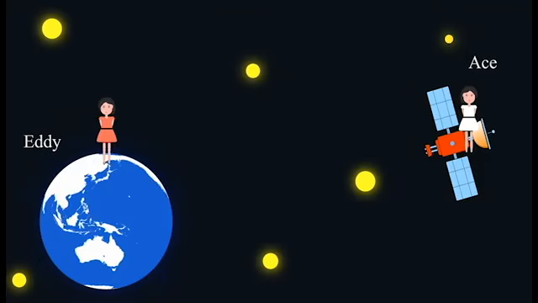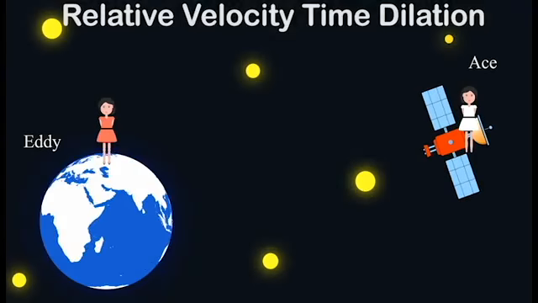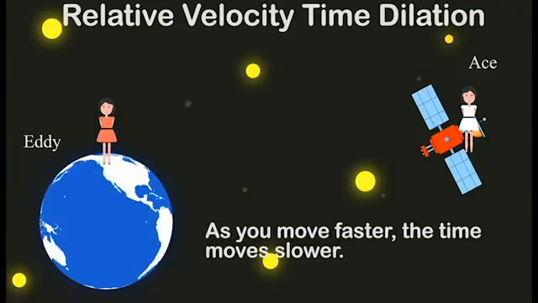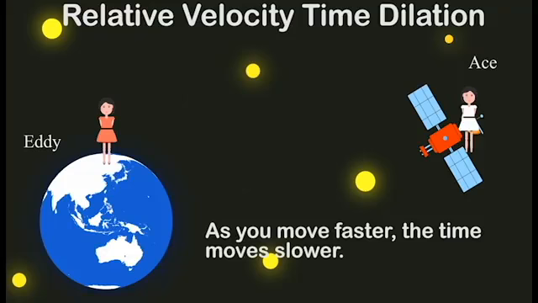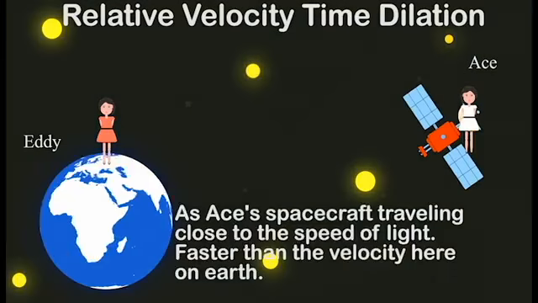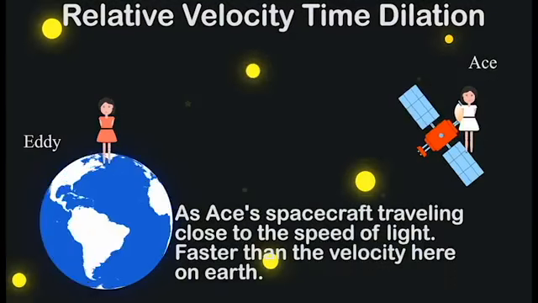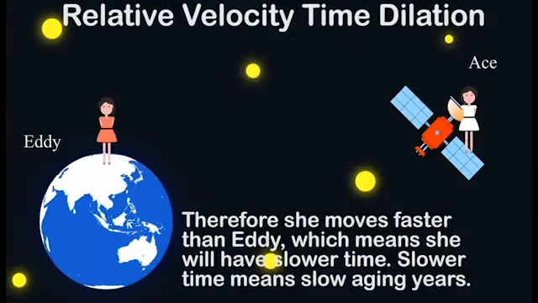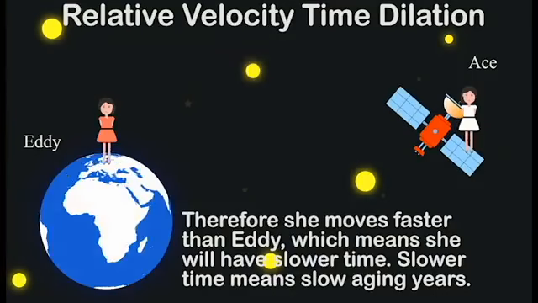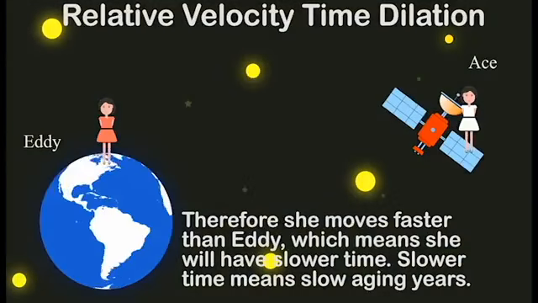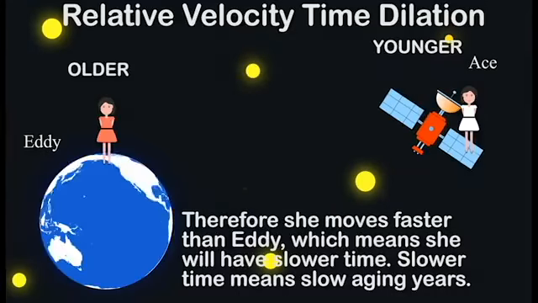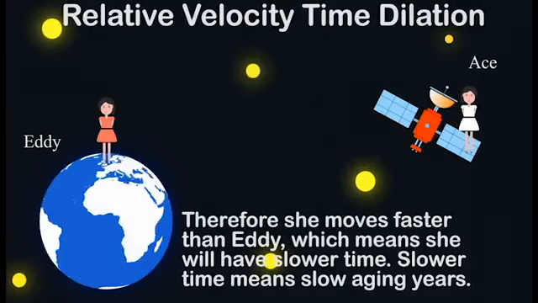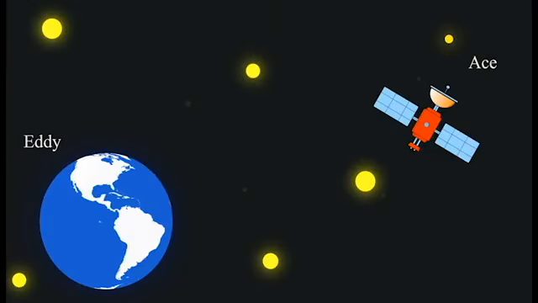Ace's point of view, on the other hand, is experiencing relative velocity time dilation, which means that as you move faster, time moves slower. And because Ace's spacecraft is traveling close to the speed of light, that is faster than the velocity we have here on Earth, she moves faster than Eddie. And again, going back to the definition, because she moves faster, she will have slower time. And slower time would mean slower aging.